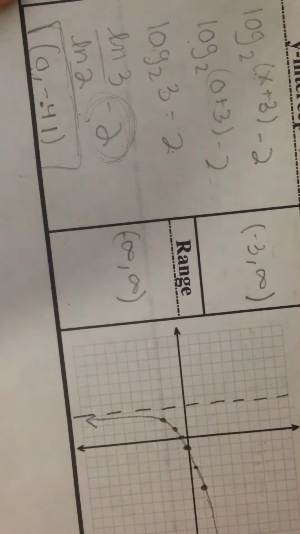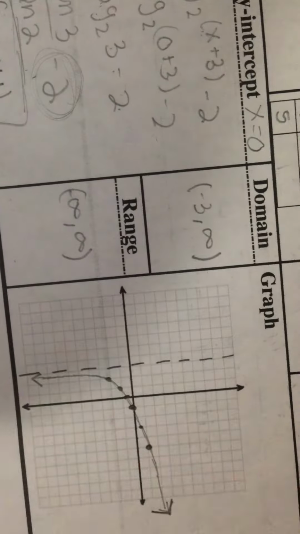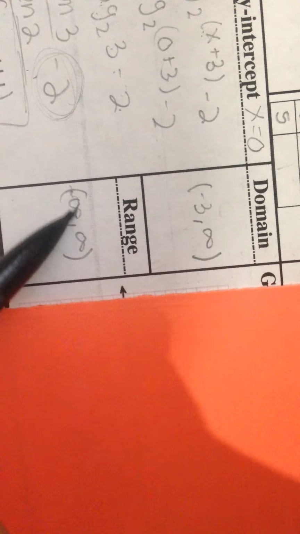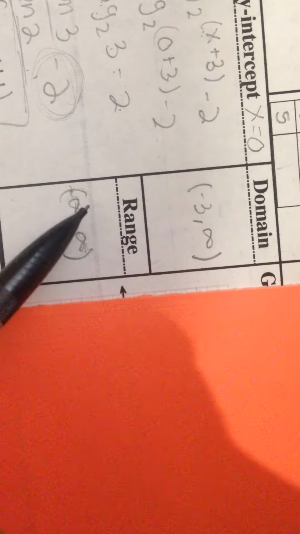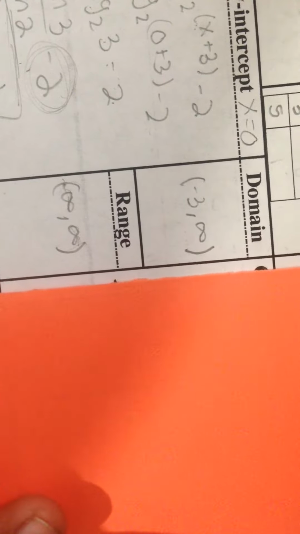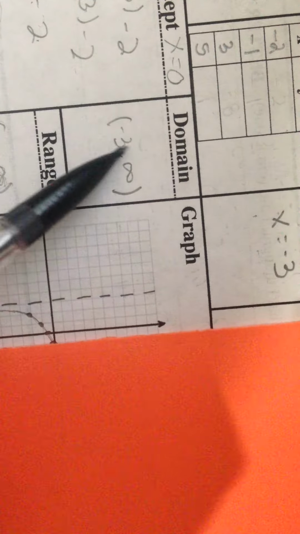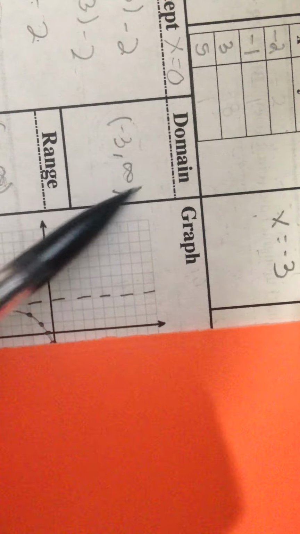And then we know for logarithmic equations that the range will always be -infinity to +infinity. So that's the easy part. And for the domain, we have to make sure that your asymptote is in here. Your asymptote is part of this, and it would be -3 to +infinity.